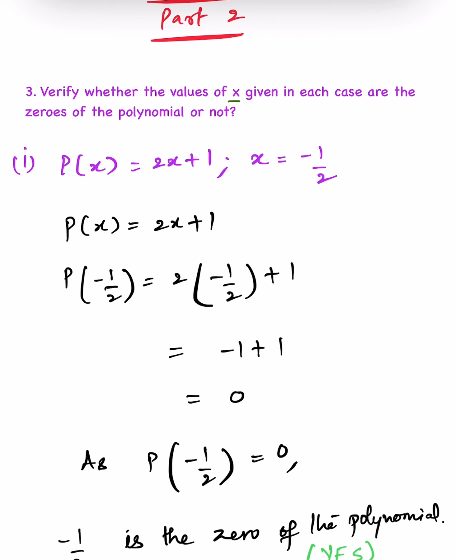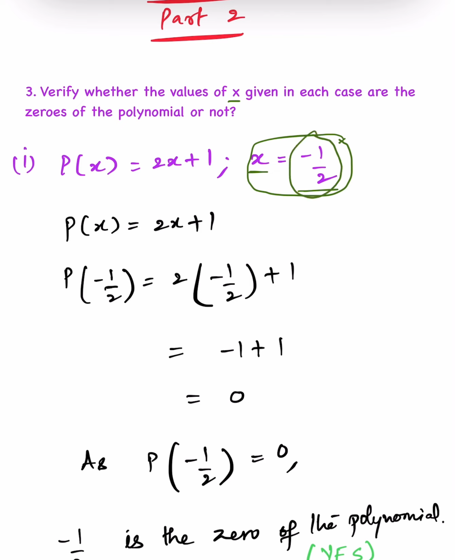So what should we do now? We have to find out whether this particular value of x is the zero of the polynomial or not. So in order to find that out, what is the meaning of zero of the polynomial? If for this value of x, the value of p of x is 0, then we call that particular value the zero of the polynomial. So p of x equal to 2x plus 1 here. So we have to calculate p of minus 1 by 2.